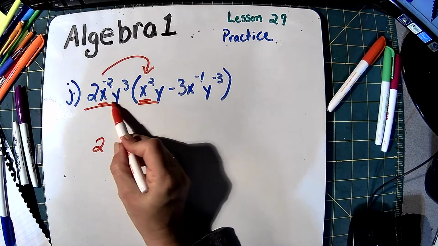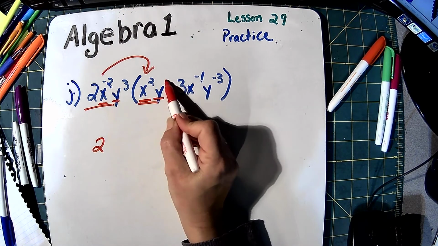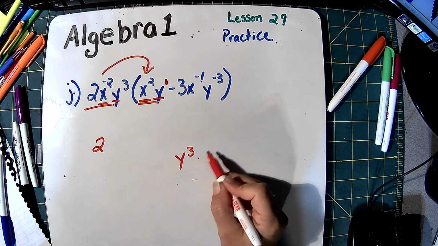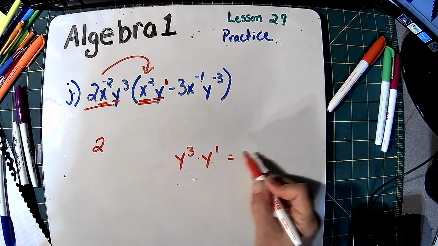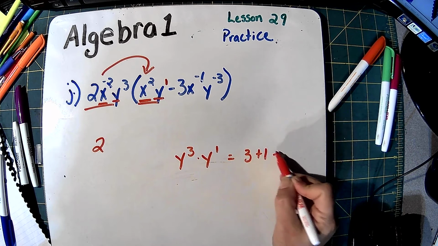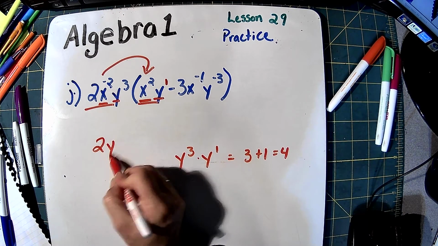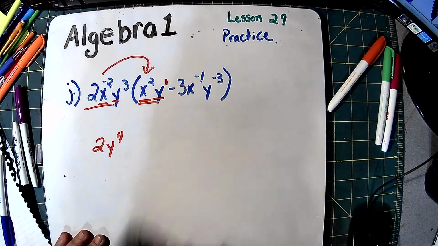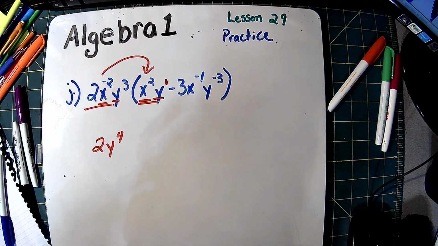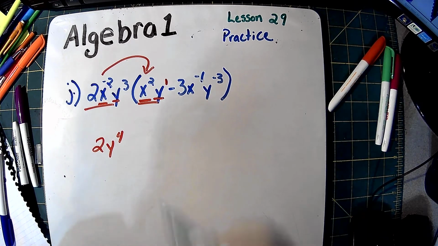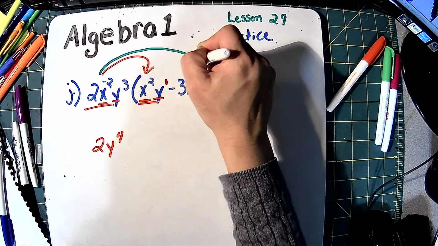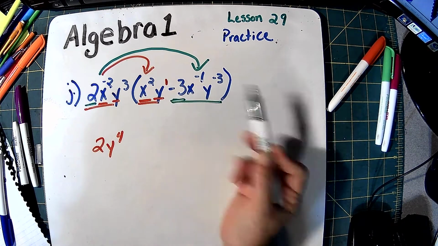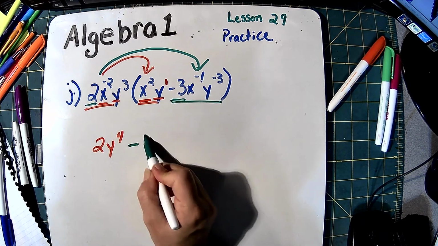All right, for the y's, we have y to the third times y to the 1. That means we just add 3 plus 1 equals 4. So we've got y to the fourth. All right, that was our first part of our rainbow there. Now I have to rainbow the next part. So we're going to multiply this times this part. Okay, so first we've got this 2 times negative 3. 2 times 3 is 6. That would be negative 6.